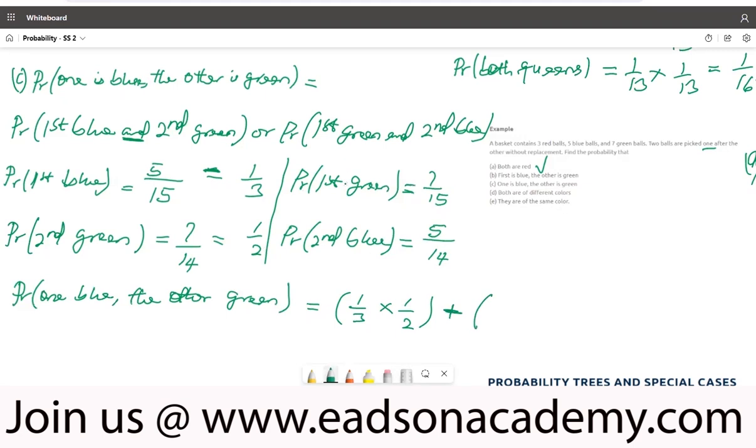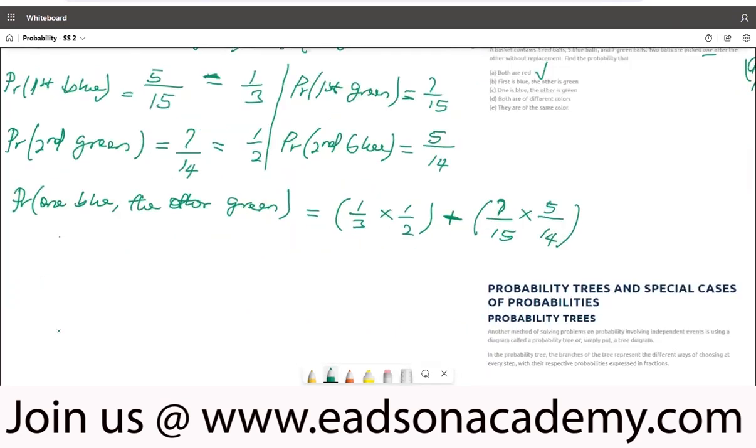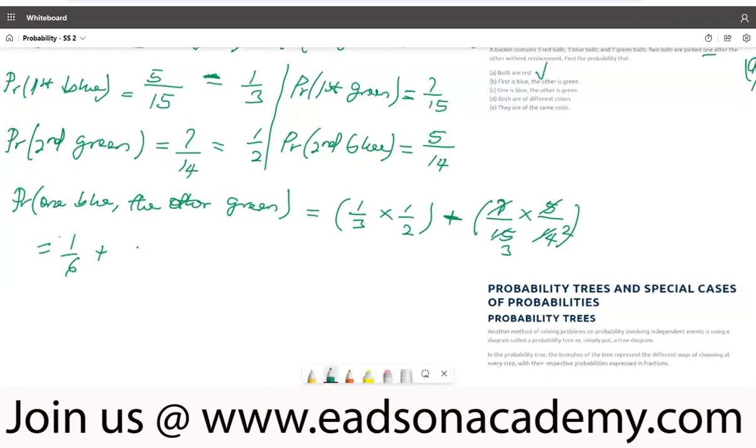Then first is green: the probability that first is green is 7 over 15 times the probability that the second is blue. So solving that, 1 times 1 is 1, and 2 times 3 is 6, plus 7 times 5 is 35. You can even reduce the fraction to make our work easier. 7 here 1, 7 here 2, 5 here 1, 5 here 3. So 1 times 1 is 1, 3 times 2 is 6, 1 over 6 plus 1 over 6. Since the denominators are the same, we can add the numerators: 2 over 6, which is 1 over 3.